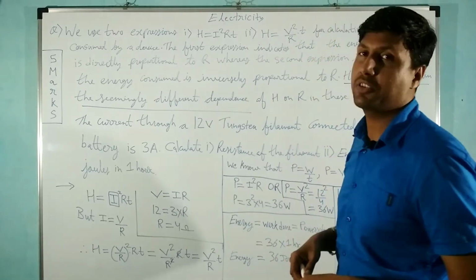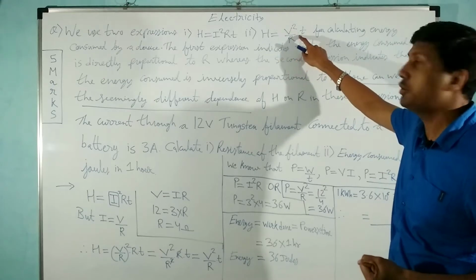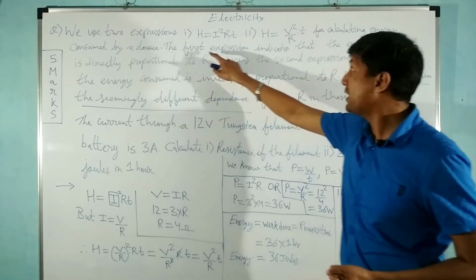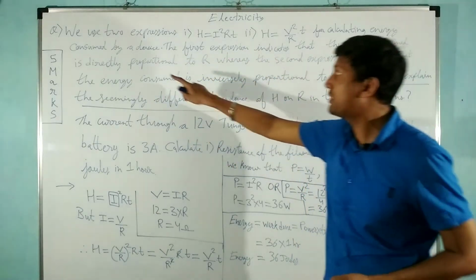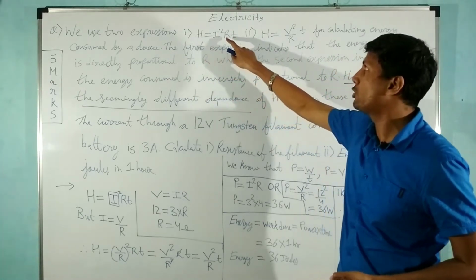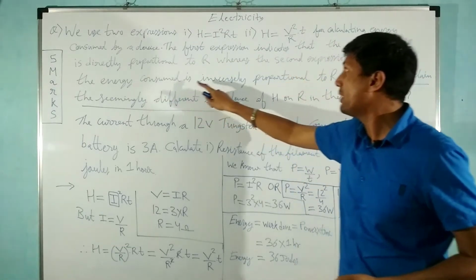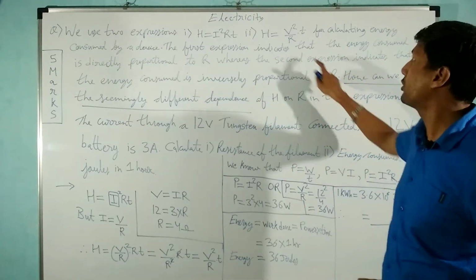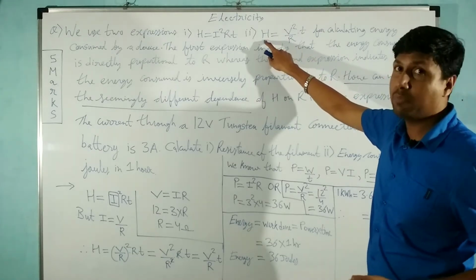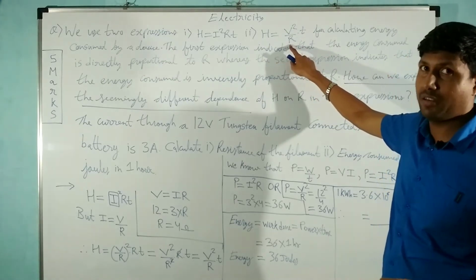We use two expressions, H is equal to I square RT and H is equal to V square by R into T for calculating energy consumed by a device. Now, the first expression indicates that the energy consumed is directly proportional to the resistance. Whereas the second expression indicates that the energy consumed is inversely proportional to R. So here you can see the resistance is in the denominator. That means H, the energy consumed, is inversely proportional to resistance.